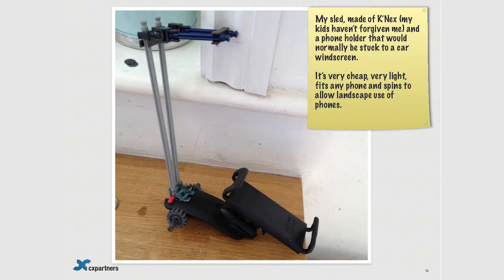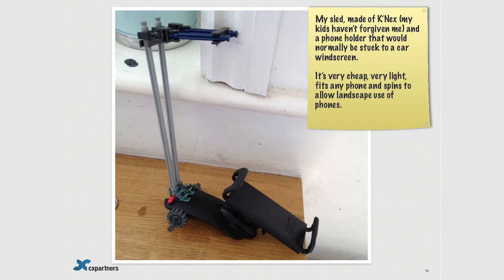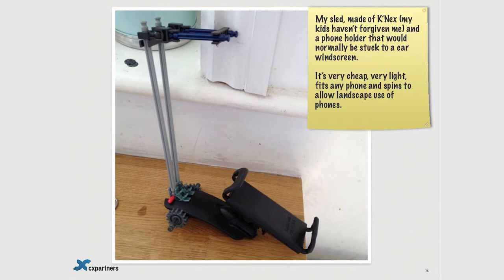If any of you have got kids, some of you may recognize Kinex, which is like plastic Meccano. And this is a Nokia phone holder, which would usually get stuck to a windscreen in the car. So it's just been hacked to pieces, taken to bits. It now features elastic bands as well, as well as a webcam now that it's fixed. And you can see the state of my painting in the kitchen as well, which is pretty rubbish too.